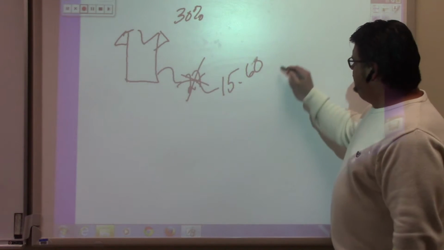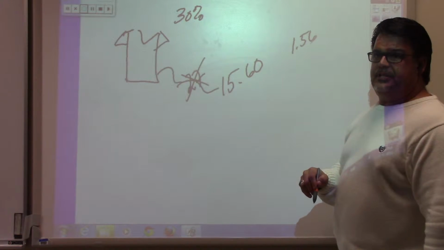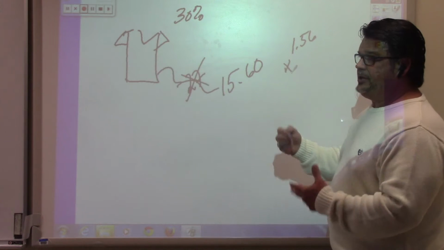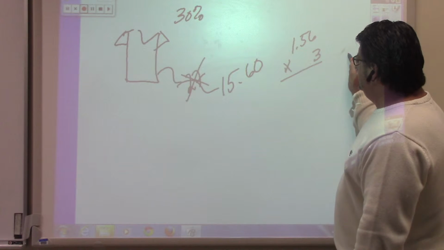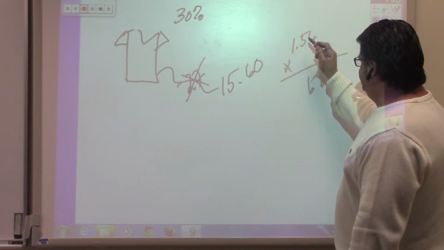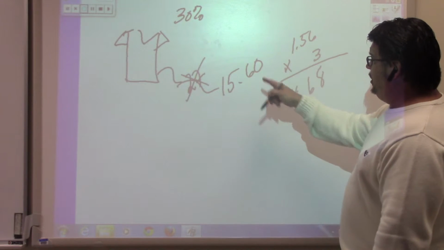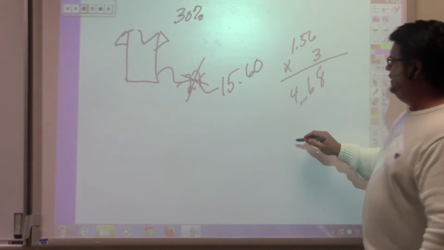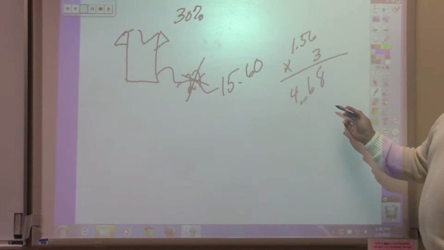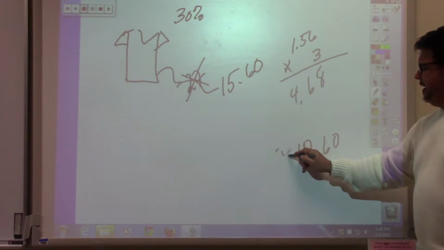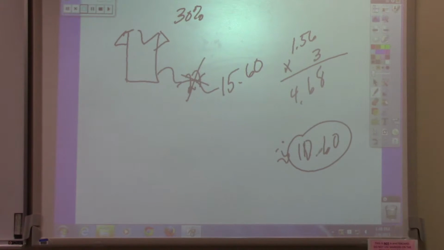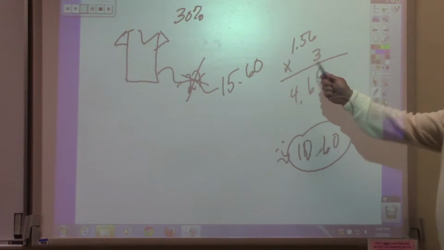Well, 10% would be what? 1.56. So what do you do to 10% to get 30? Multiply by 3. So you take that 10%, multiply it by 3, and you get $4.68 off of this. That's about $5 off, so it'd be around $11.60 or $10.60, somewhere around that. Of course, you're not trying to find out to the penny when you're just shopping. You're trying to find out how much you're spending, and that's how you find that out.